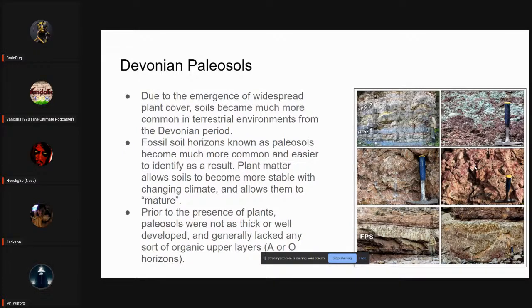Usually, in order, I believe it goes O, A, B, C, E, and F. I'm pretty sure that's the order. In any given location, you may have some of those missing, but where they are found, they will be in a specific order. But to answer Lamont's question, there was soil, not the same sort of soil that we would recognize now, probably, but there was soil.